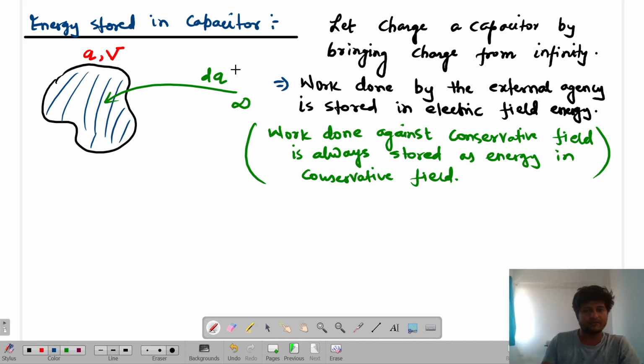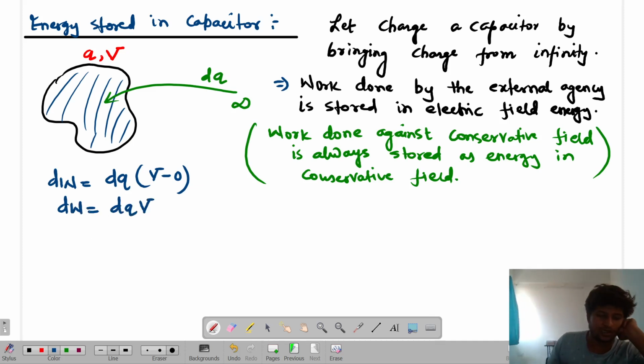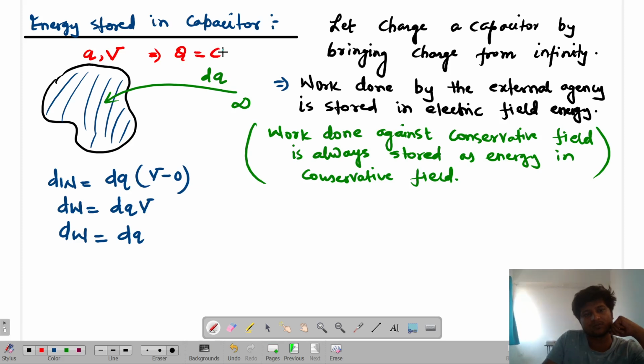So look over here. If I bring this charge from infinity, the amount of work done will be dW equal to dq into the final potential V minus the initial potential, which is 0. So dW is equal to dq into V. Are you able to get me? But as you know, V is how much? Q by C, because Q is equal to CV. So I can write V as Q by C.